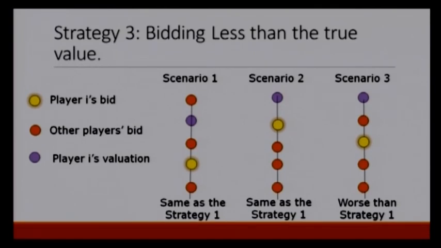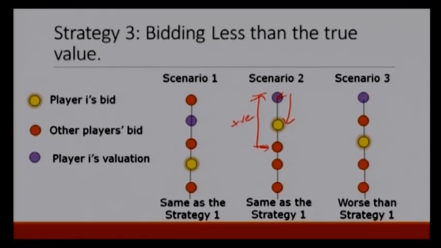Now, let us look at scenario 2, in which player I's valuation is higher than all other bids, but he is bidding less than his true value. What would happen? Because he is bidding less than his true value, but still greater than all other bids, he would win. And how much will he have to pay? He will have to pay this amount. So, his payoff would be equal to this much positive, because he has to pay this amount and he is gaining this much by winning the auction. So, he is gaining this much of a positive amount.